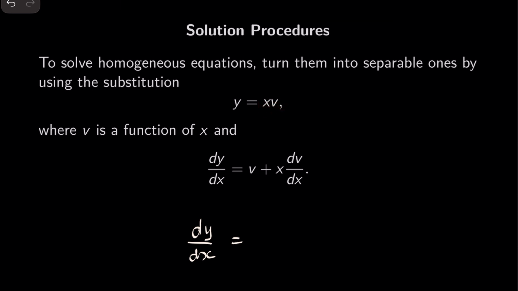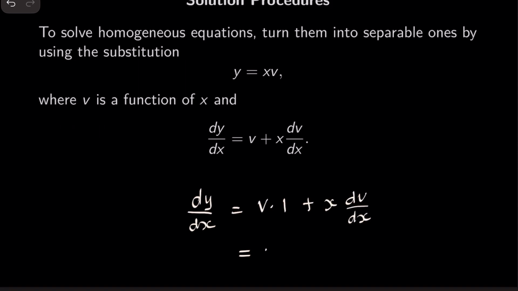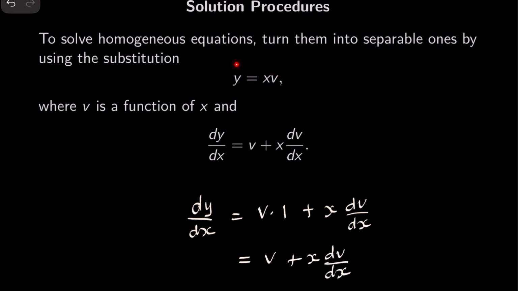So let's keep v. When you differentiate x with respect to x, you get 1, then plus you keep x, then you differentiate v, so that will be dv/dx. This simplifies to v + x dv/dx. Thus, to solve a homogeneous differential equation, we use these two substitutions.